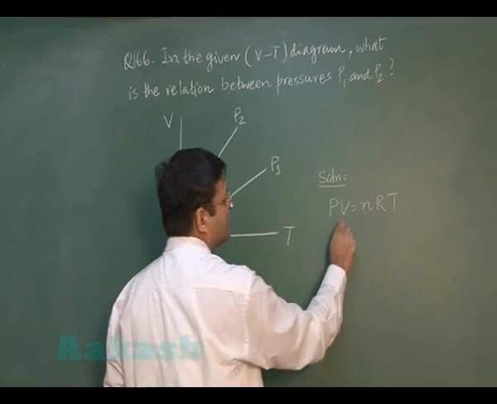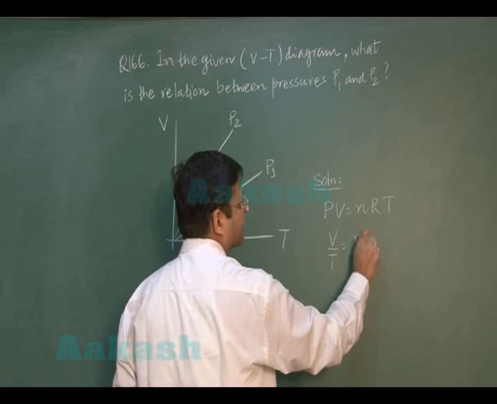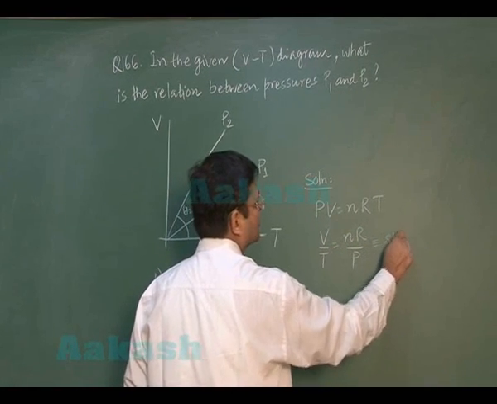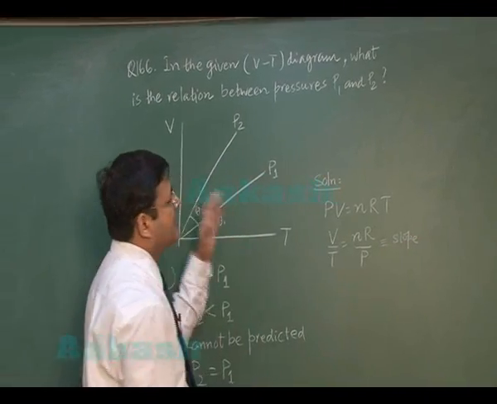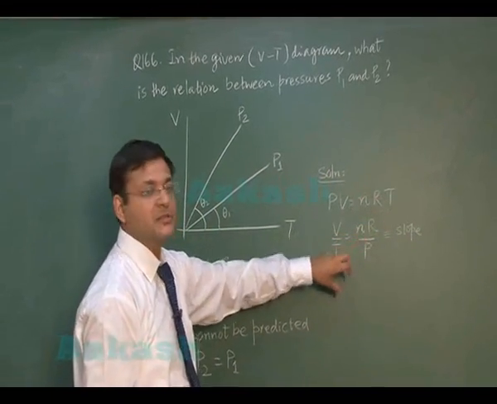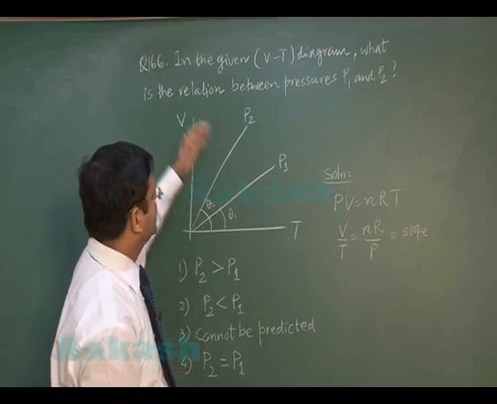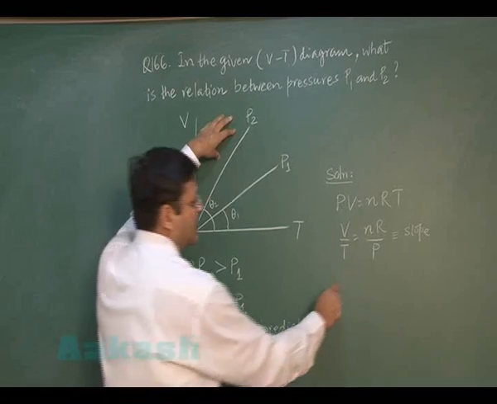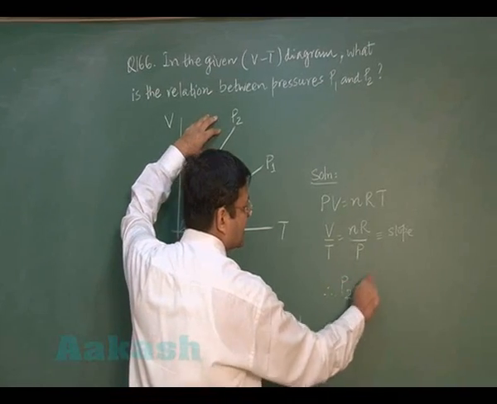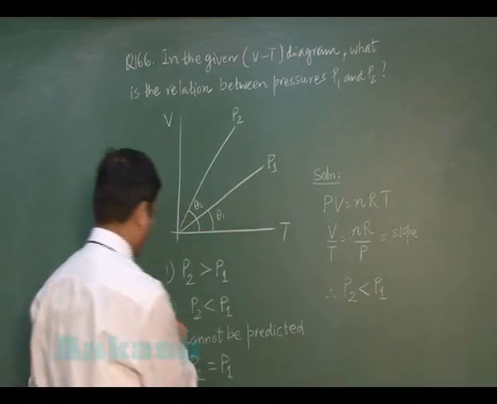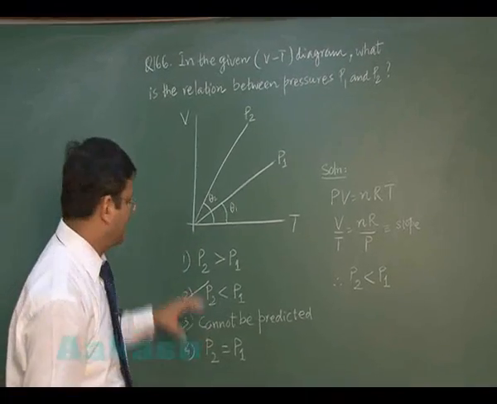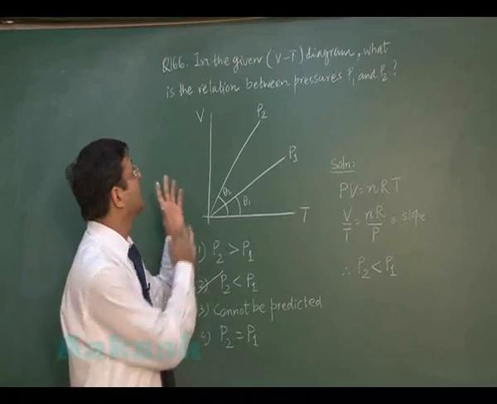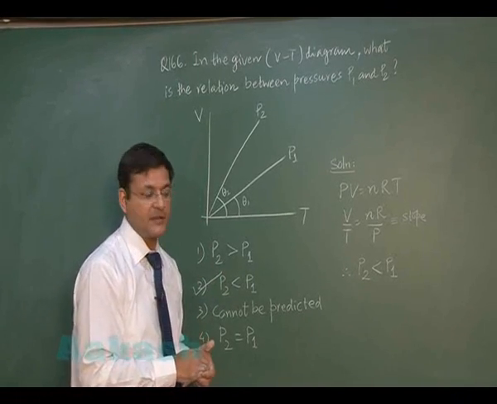So what you see here is V by T is nR by P, and V by T is basically the slope. So whichever graph has the larger slope will have the smaller pressure. Here the larger slope is for P2, so the value of P2 will be lesser, and for that matter P2 will be lesser than P1, and the most appropriate answer for this particular question will be the second one. So that was question 166. Let us look at the next question, that is 167.